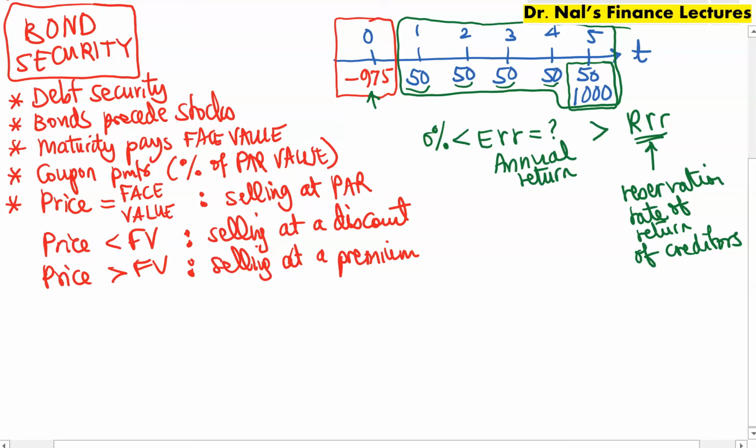However, what we are saying is only when the expected rate of return, which we are about to calculate, exceeds the reservation rate of return of the creditor, it will be an attractive investment for the creditor, and the creditor will invest into this security. Otherwise, the creditor will not be tempted by this security, basically. So having said that, we can just go ahead and make the calculations.